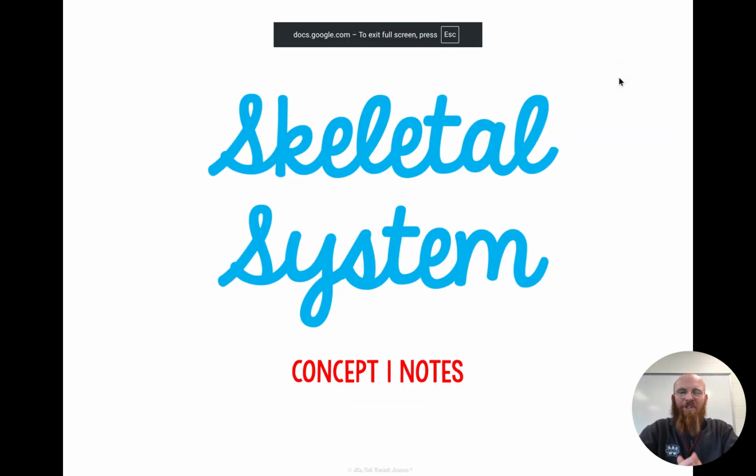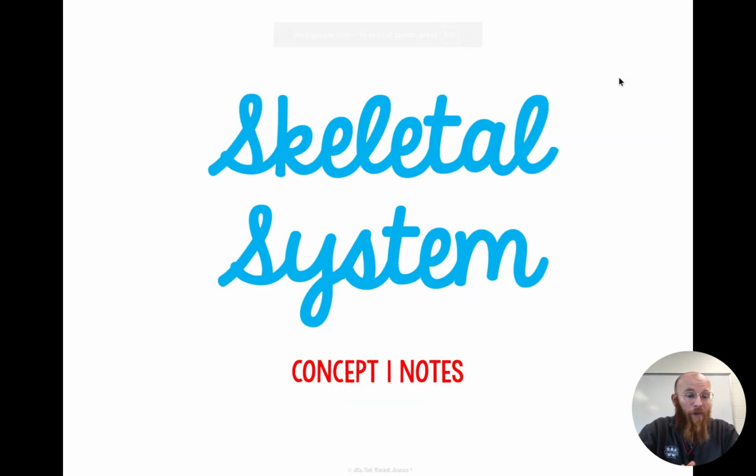Hello everyone, this is Mr. Jackson, and we are going to conclude our Concept 1 discussion in Part 3 today, where we're going to be looking at bone cells that make up our bone tissue. There's 3 types we're going to cover. We're going to talk about the process of bone generation, so how we make new bone.